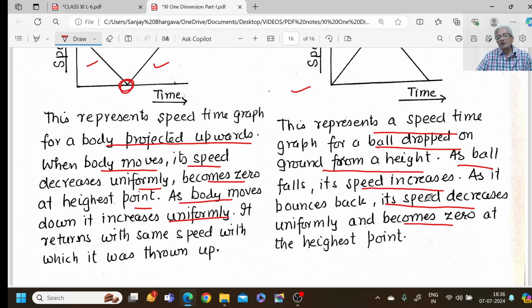Hope all of you might have enjoyed this video and learned some basic concepts of one-dimensional motion.